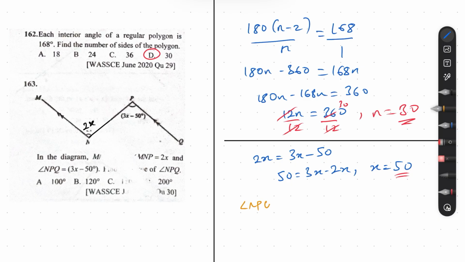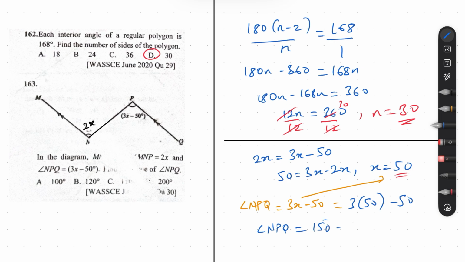Now we know the value of x, so we can find this angle NPQ, which is 3x minus 50. Okay, cool. We know the value of x to be 50. So we can just input it inside. So we have 3 times 50 minus 50. So angle NPQ is 150 minus 50, which is equal to 100. Okay, cool. So our answer is 100, which is A.